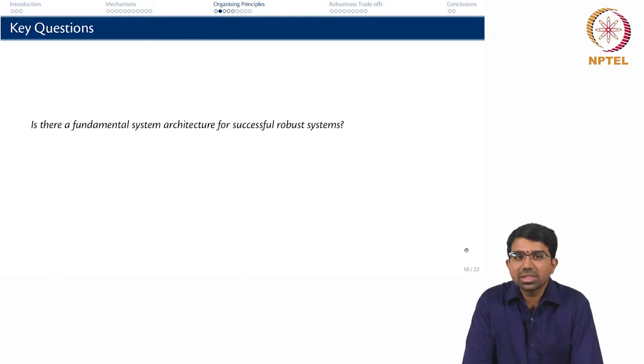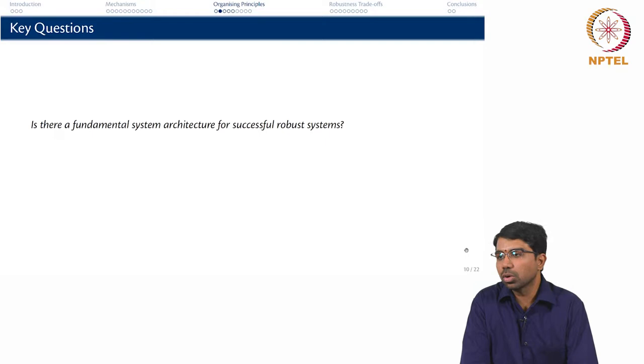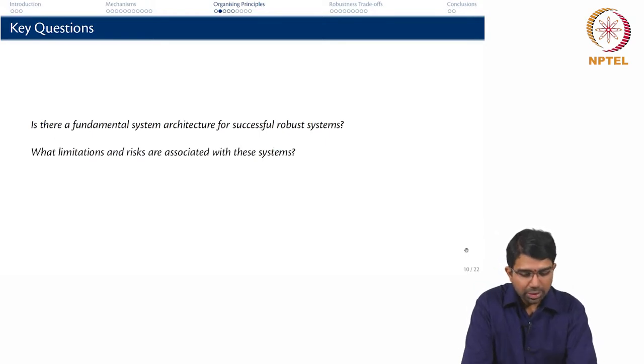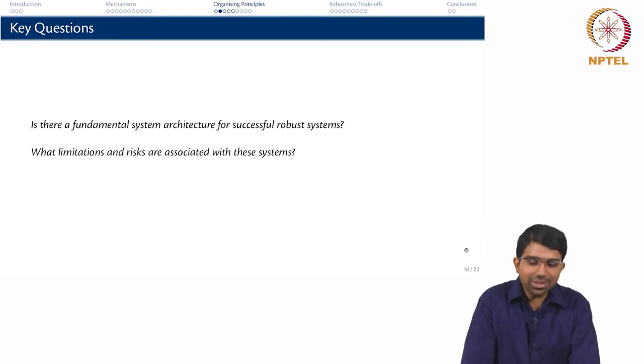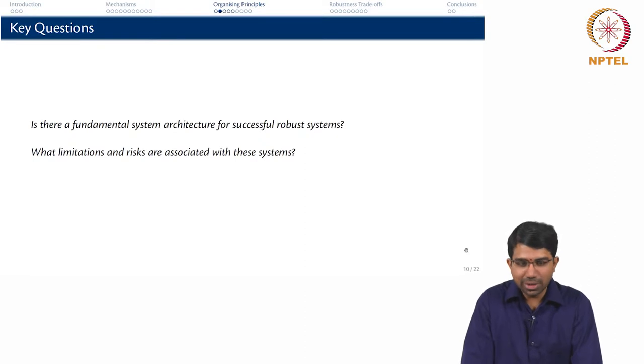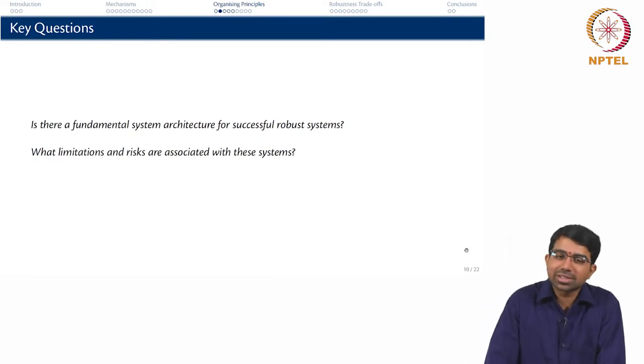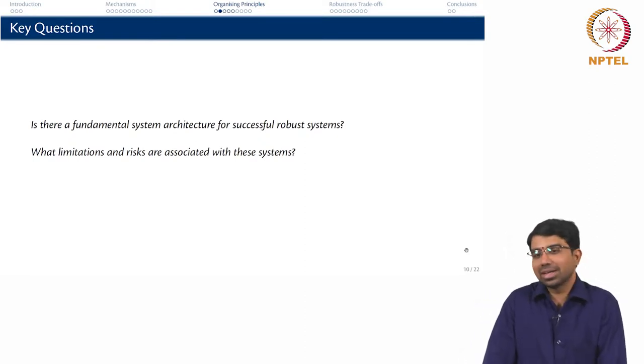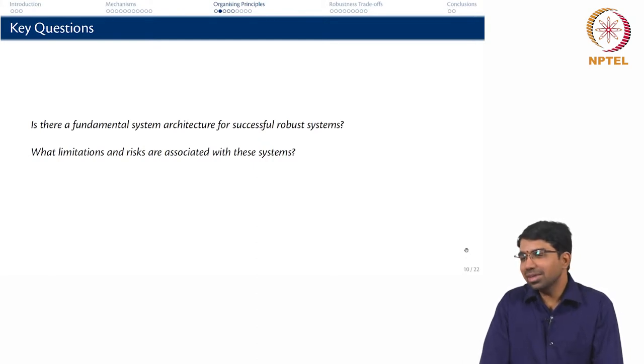So the key question is, is there a fundamental system architecture for designing a good robust system? And if so, what are the limitations and risks associated with such systems? So we could probably answer power law or scale free for this. And what are the limitations and risks associated with the system? Targeted attack, right? So that is the challenge.